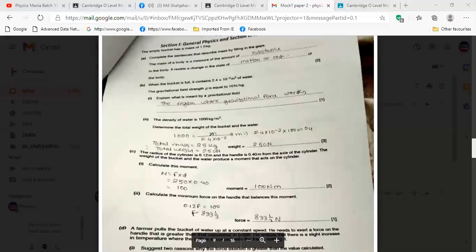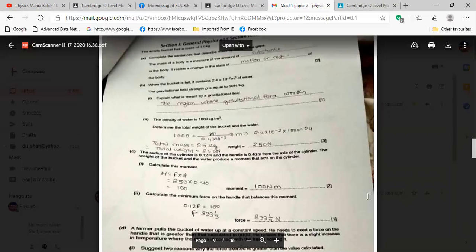So the second part is also wrong then. What will be the answer of second part then? It will be 0.4 F equals to 30. So it will become 75. So write it, 75 Newton. Yes, sir.